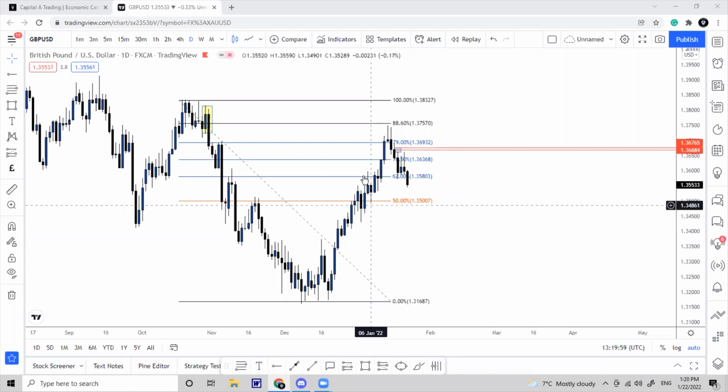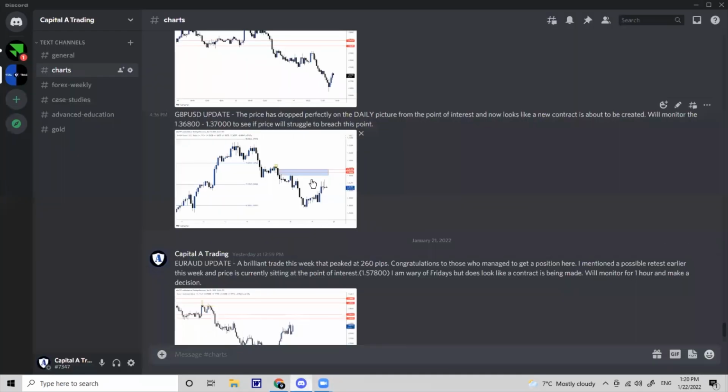I want to mention that a few weeks back, I was talking about this 137 to 137,500 level, talking about the gap that was left in between here. And as you can see, it's come up, closed the gap, and started to make that bearish movement to the downside. Again, this was mentioned in my Discord channel.